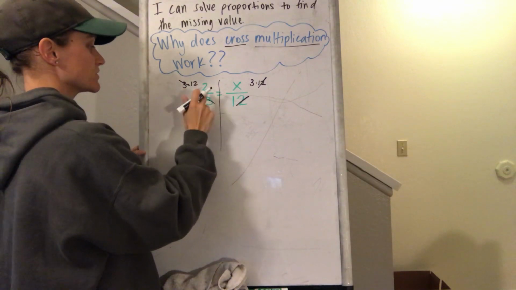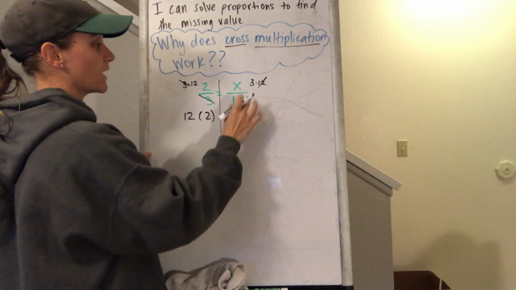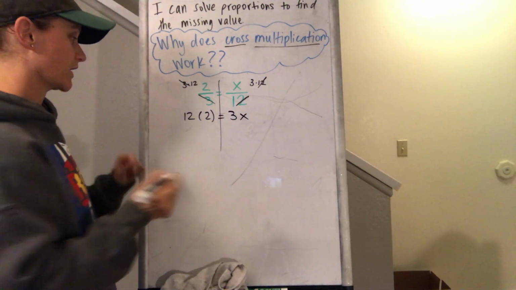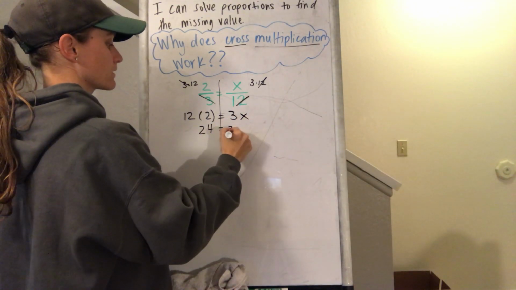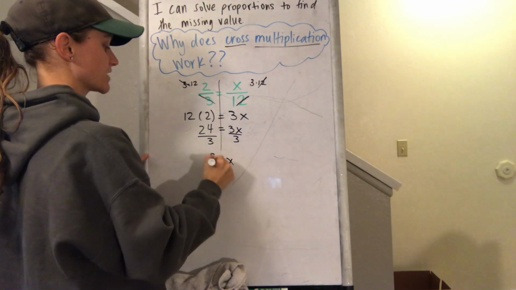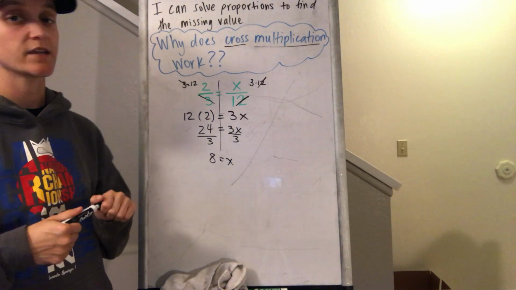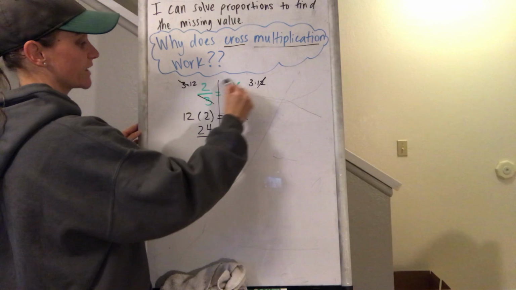So I have 12 times 2, and then I have 3 times x. And then now I can solve the rest of the problem. So 12 times 2 is 24, divided by 3, and x equals 8. And so what cross multiplication tells us on this one is if I want to do it without having to use fraction busters, I could have just multiplied diagonally.